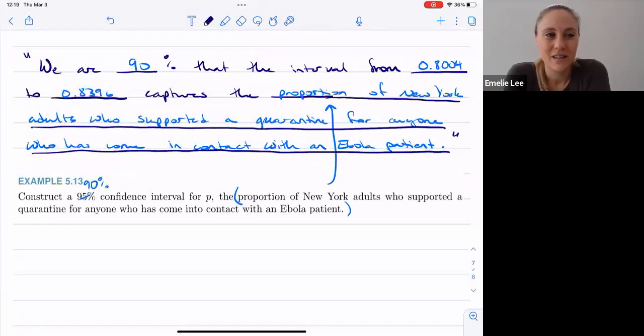Nice. Okay, so we are going to build many confidence intervals, and I want you to always remember to interpret it, but also that you have the standard blurb that we're going to use for any confidence interval that we build.